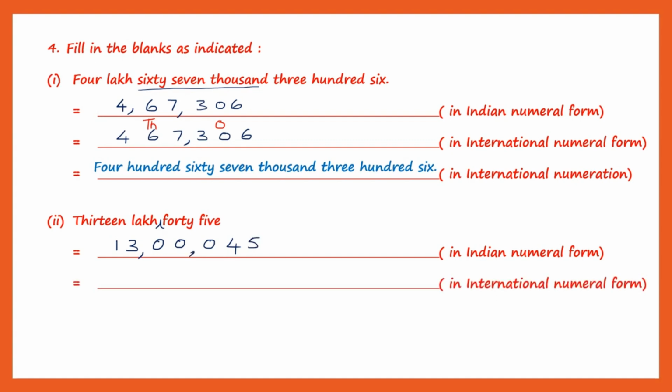Now the next thing we have to do is write it in the international numeral form. So we're going to write the same digits without commas. So 1, 3, 0, 0, 0, 4, 5. Now we are going to read the places of the international system. Ones, tens, hundreds, thousands, 10,000, 100,000, 1 million. Okay, so now we're going to place the commas. Ones, tens, hundreds, 1,000, 10,000, 100,000. So this is the ones period, this is the thousands period, and this is the millions period. So let's read it.